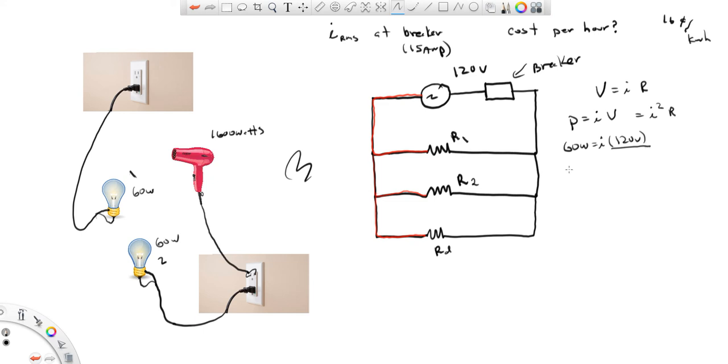So what we're going to get for a current, if we take 60 watts and divide by 120 volts, is 0.5 amps. Now, unit-wise, it works out to watts over volts, but a watt is a joule per second, and a volt is a joule per coulomb. So this works out to coulomb per second, or amps. So in this branch right here, we're going to have an average current of 0.5 amps.